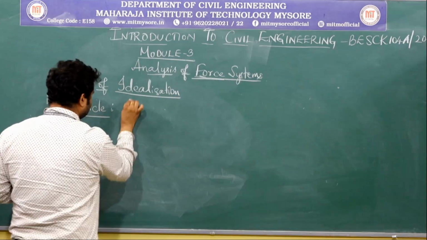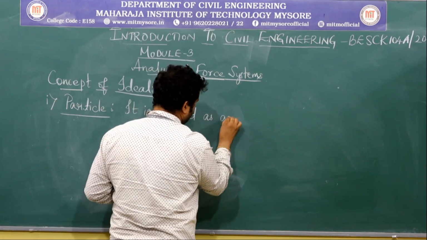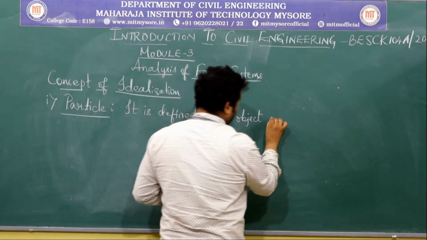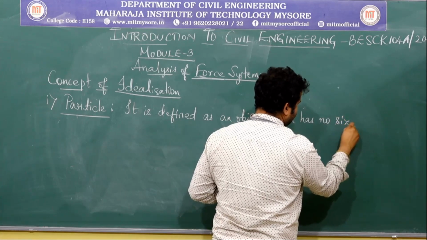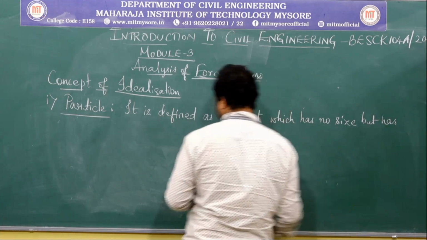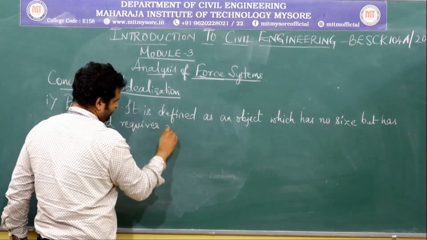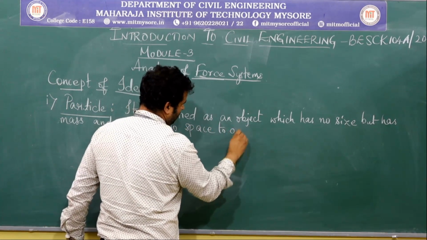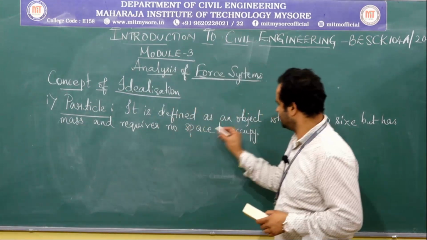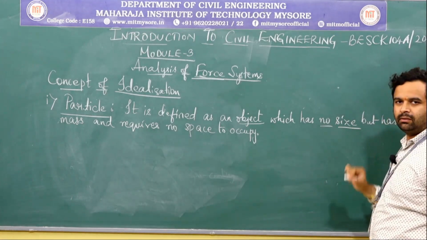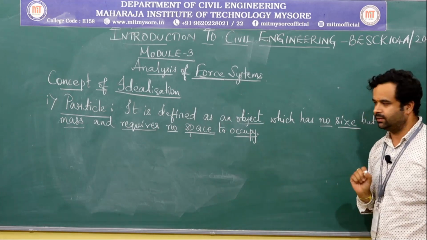It is defined as an object which has no size but has mass and requires no space to occupy. So, this is the first idealization, particle, that is, it is defined as an object which has no size but has mass and requires no space to occupy. Please understand this point.